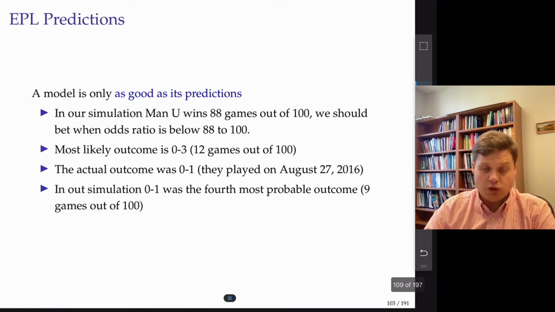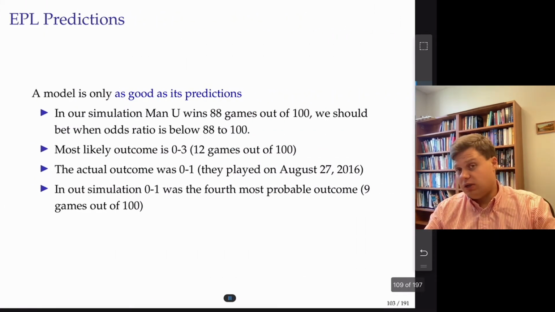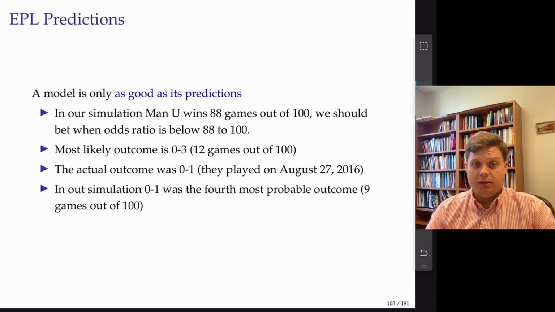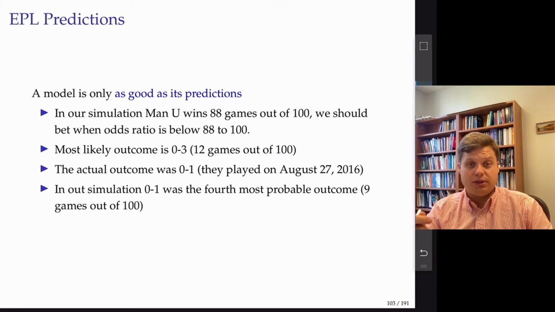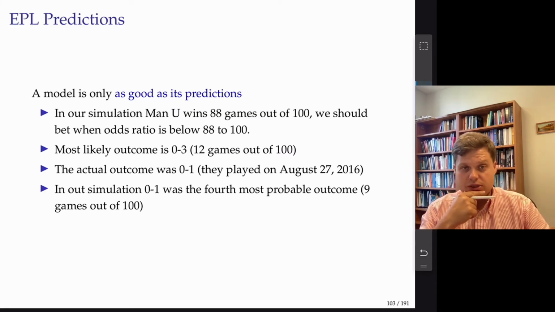And of course my model is only as good as its prediction, and in my simulation Manchester United wins 88 times out of 100. So if I'm to place a bet according to this model, then I should place the bet whenever odds are below 88 to 100. And my model predicted the most likely outcome is 0-3; 12 games out of 100 end up with this score. The actual outcome was 0-1.